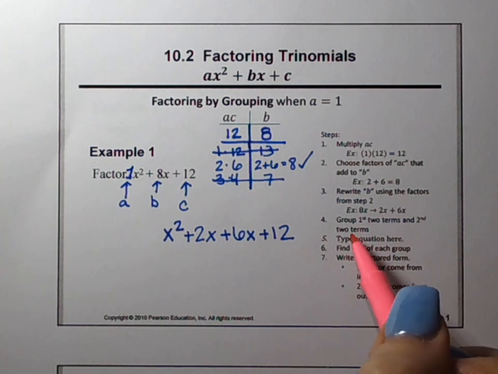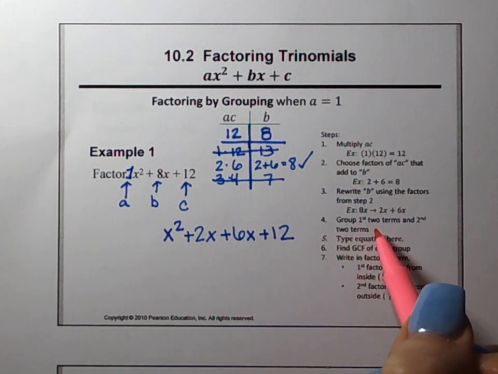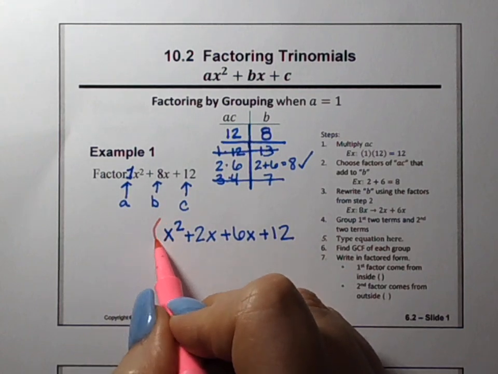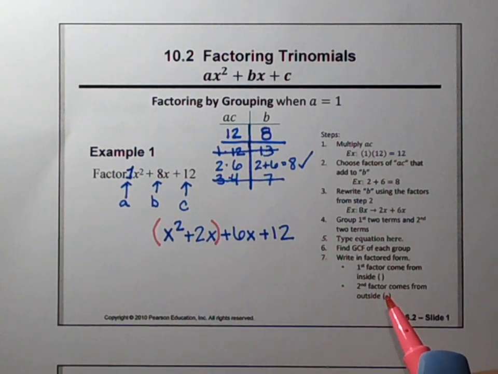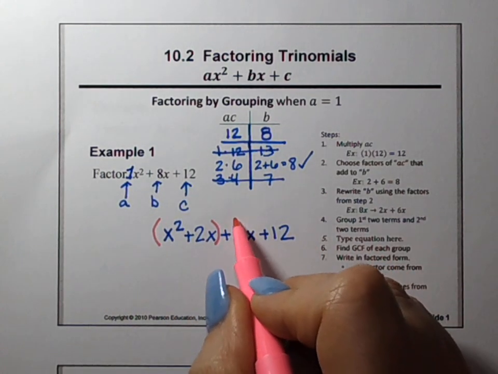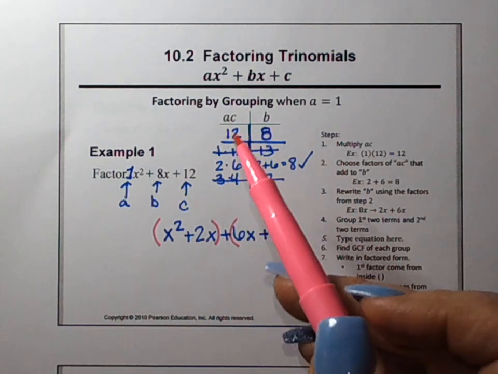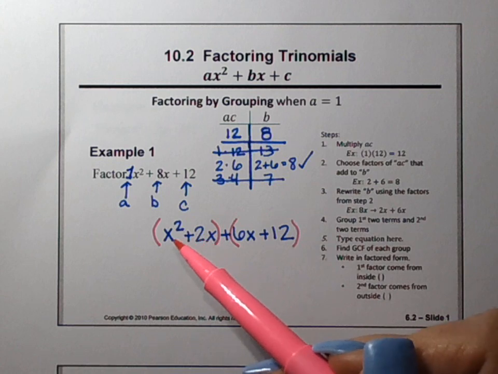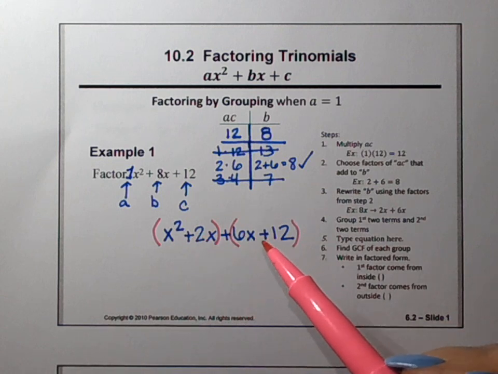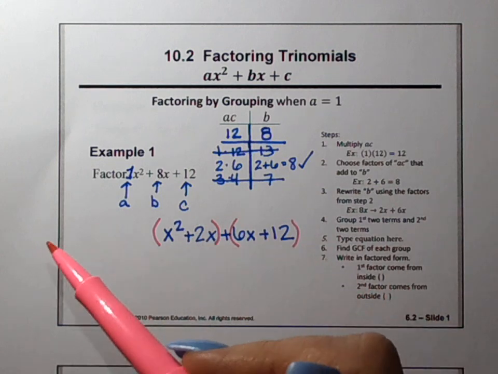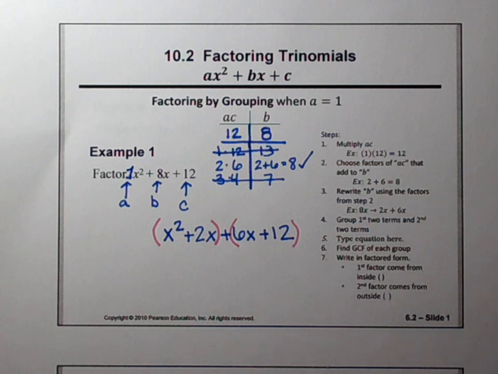Alright, so the next thing we want to do is group the first two terms together. So I'm going to group these two terms together, and then I'm going to group the second two terms together. This method is called factoring by grouping. So I've grouped the first two, I've grouped the second two. And now we're going to go back to what we did on the first day of this unit, and we're going to look for a GCF.